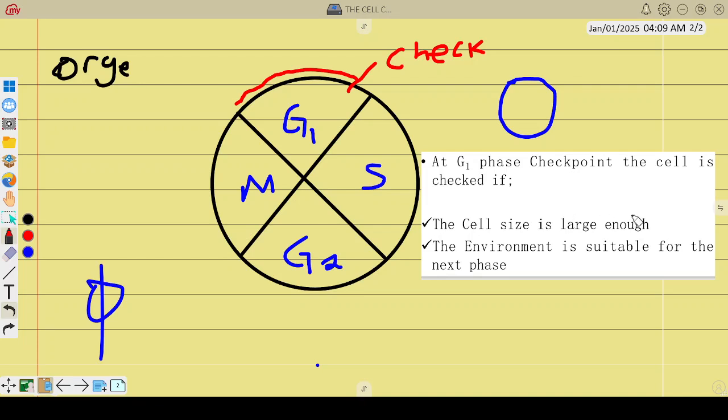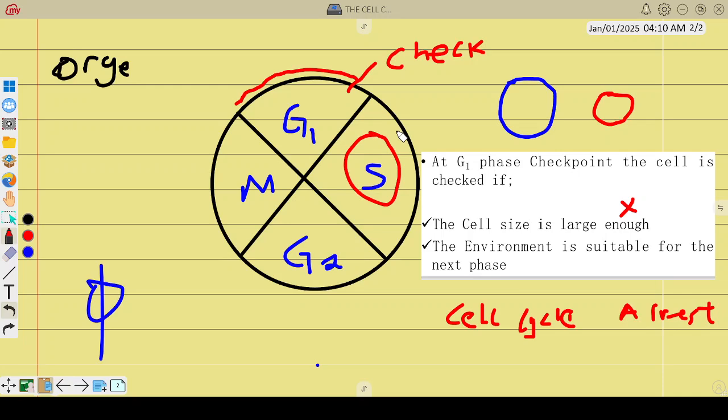So you would want to ask, what if the cell is not large enough? Like instead of the cell being at this size, it's looking something like this. If it happens like this, there is what is called a cell cycle arrest. This is where the process is stopped. The cell won't undergo the S phase because it doesn't meet the requirement.